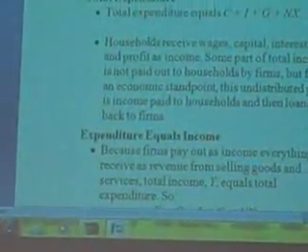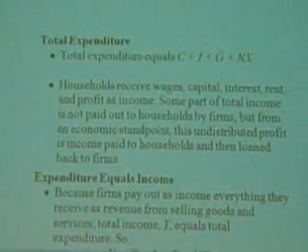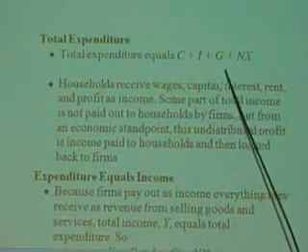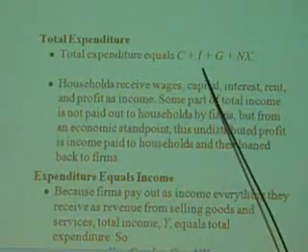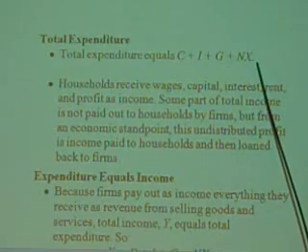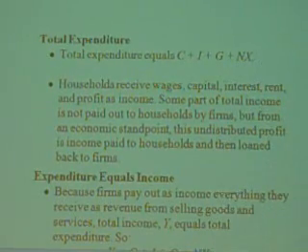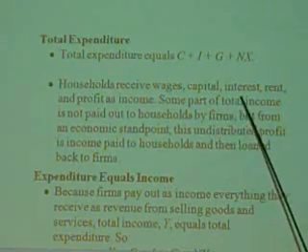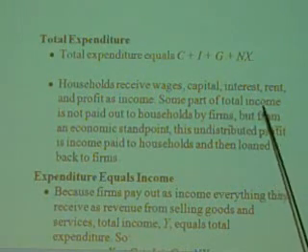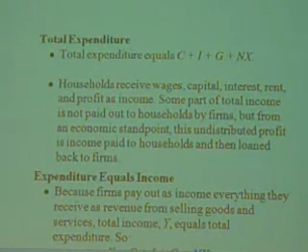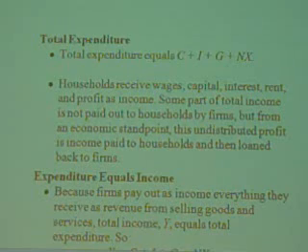Moving on then. Total expenditure for calculating GDP is going to be seen using this formula. That is C plus I plus G plus NX. Households receive wages, capital, interest, rent, and profit as income. Some part of the total income is not paid out to households by firms, but from an economic standpoint, this is undistributed profit as income paid to households and then loaned back to firms.